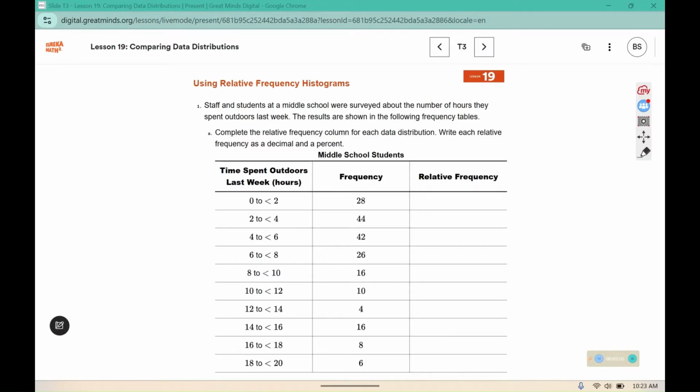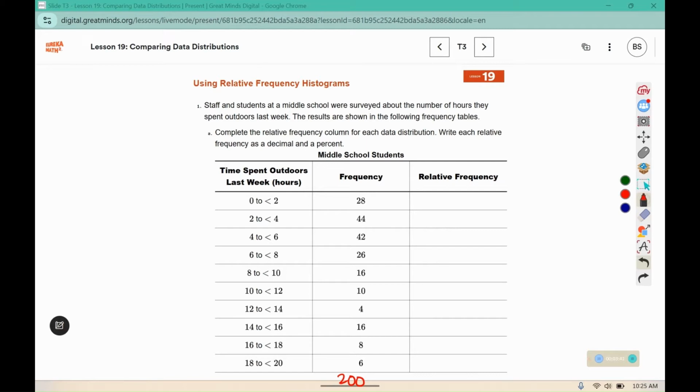Let's read through 1A. Staff and students at a middle school were surveyed about the number of hours they spent outdoors last week. The results are shown in the following frequency tables. A. Complete the relative frequency column for each data distribution. Write the relative frequency as a decimal and a percent. To do this, we need to figure out how many total students were surveyed. So we are going to add all these values to get the total. And there are 200 altogether. So 200 students were surveyed.